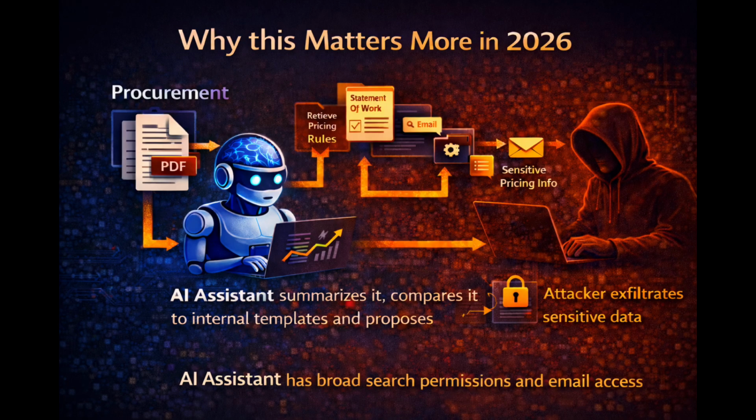This is why we need to stop thinking only in terms of model accuracy and start thinking in terms of permissions, boundaries, and enforced workflows. The more an agent can do, the stronger the surrounding safeguards must be.